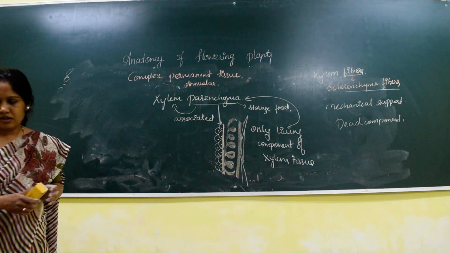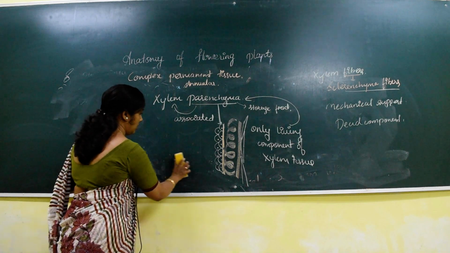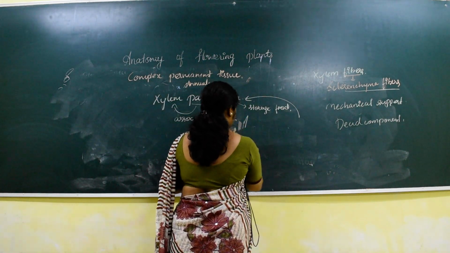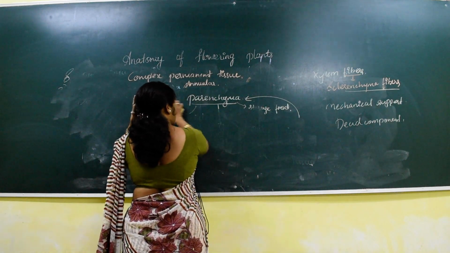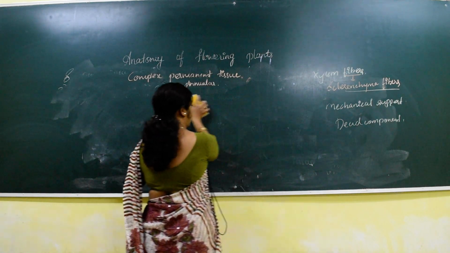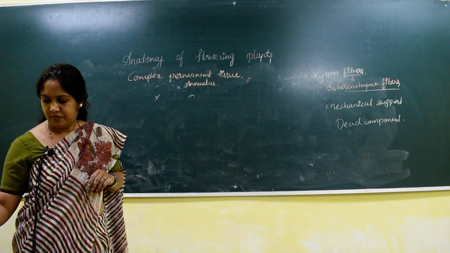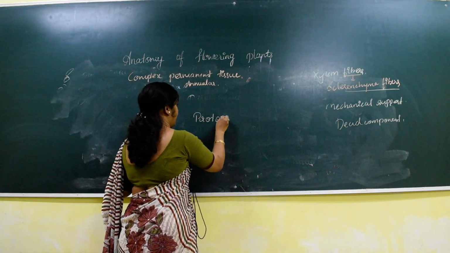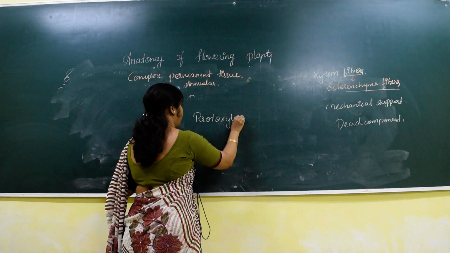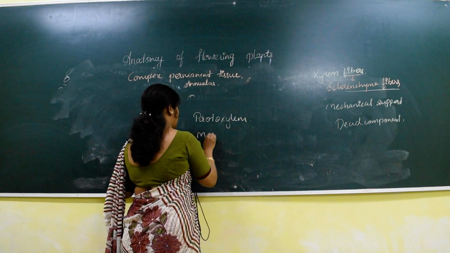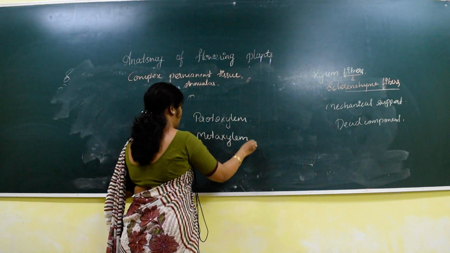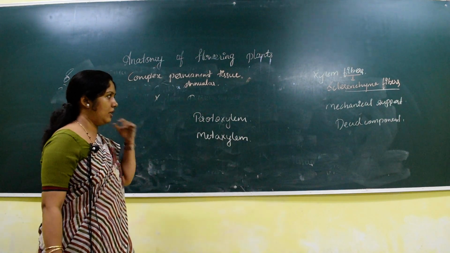Now next, the xylem is again classified into two categories based on its formation. One is protoxylem and the other is metaxylem. So what are protoxylem and metaxylem?